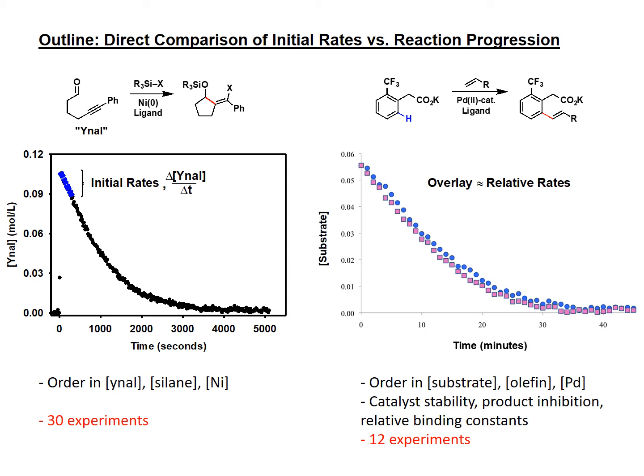And this reaction involves the reductive coupling of an aldehyde and an alkyne. We call that an ynal, for the alkyne aldehyde, in the presence of a nickel catalyst and then a reducing agent. In this case, it's going to be a silane reducing agent, a silyl hydride, silyl deuteride, that kind of thing. And through the course of my work, I was able to get a full kinetic profile of this reaction, the order in the substrate, the reducing agent, the nickel catalyst.